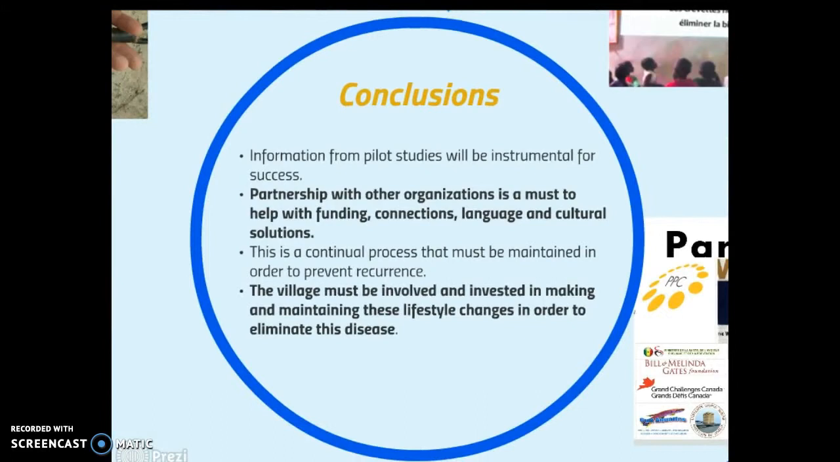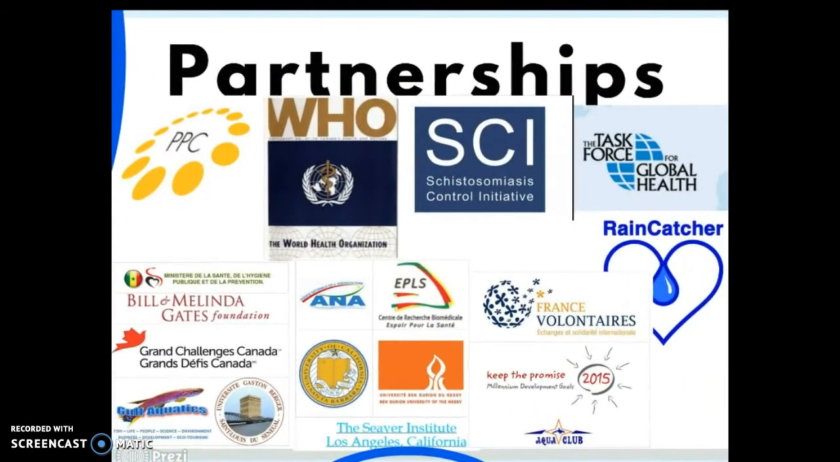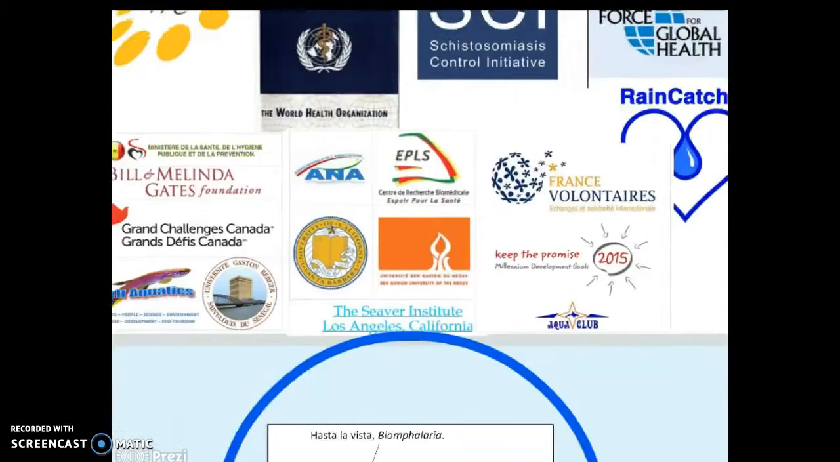Some of the conclusions that we've come to is that the information from these pilot studies will be instrumental for success. Partnership with other organizations is a must to help with funding, connections, language, and cultural solutions. The village must be involved and invested in making and maintaining these lifestyle changes in order to eliminate the disease. This is a continual process that must be maintained in order to prevent reoccurrence. Here are just some of the partners that we plan to reach out to in order to get their advice, their guidance, and financial support in order to make this program a success.